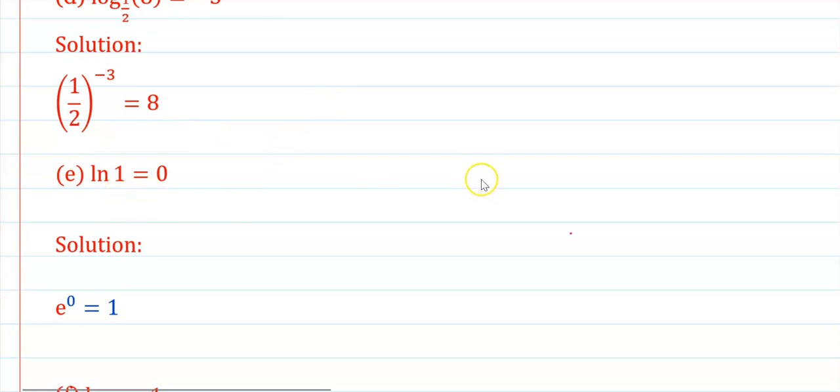What is the base of the natural log? It is e, and I will write it in this manner. This is the log of 1 to the base e, and that equals 0. We'll convert it into the exponential form. Again, this 1, this e, 0 raised to. Okay, e raised to 0 equals 1.